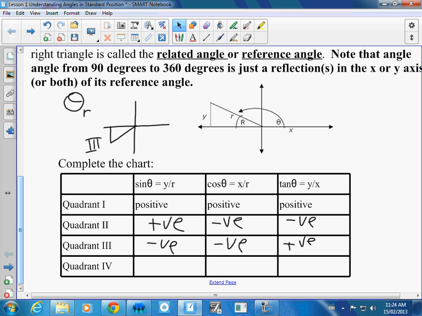Okay. Quadrant 4, let's do sine. Sine is y over r. Y in quadrant 4 is negative. R is positive, so the answer is negative. Cosine. Cosine is x over r. X is positive, r is positive, the answer is positive. And tangent, y is negative, x is positive, the answer is negative.